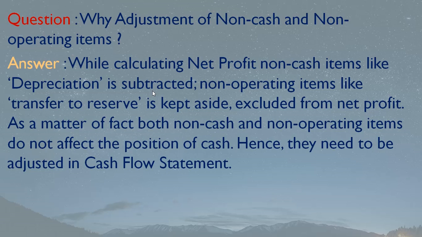And if you receive any dividend, or anything that is not related to the primary activity, then it is treated as non-operating activities or items. So ultimately we can say that both non-cash and non-operating items should be added or adjusted while calculating cash flow from operating activities.